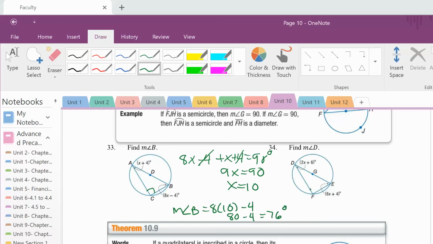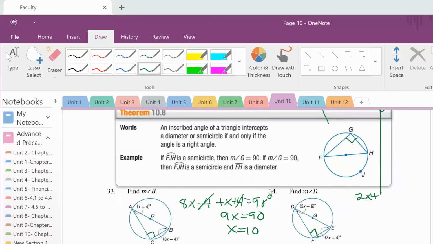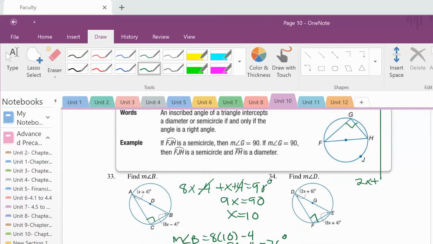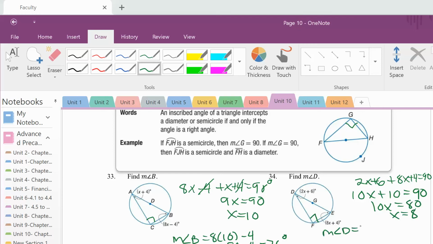The next one, same thing. So 2x plus 6 plus 8x plus 4 equals 90. So 10x plus 10 equals 90. 10x equals 80, x equals 8, and the measure of angle D is 2 times 8 plus 6. 16 plus 6 equals 22 degrees.